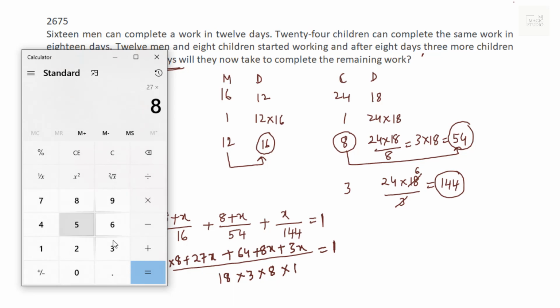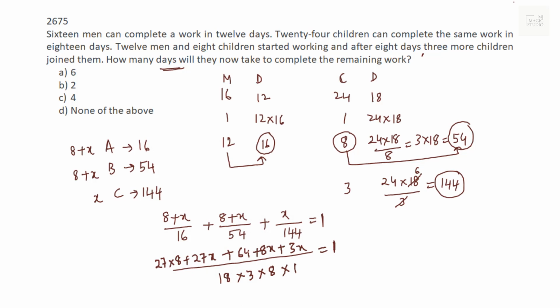27 into 8, 216, plus 64, minus 432 is 152. So 27x plus 8x is 35x, plus 3x, 38x. X equals 152 by 38. It will go 4 times. In how many days will they now take to complete the remaining work? 4 days.